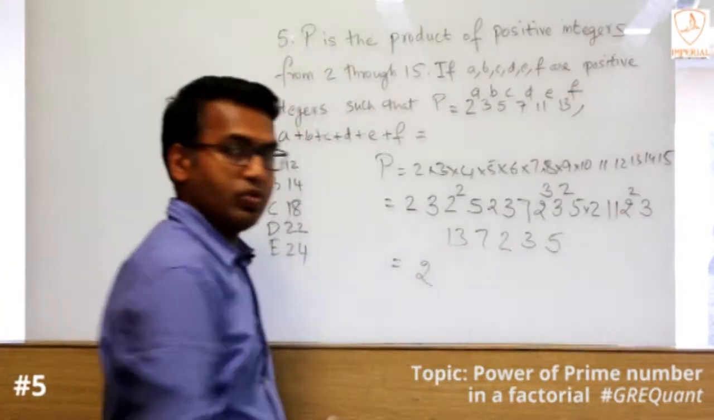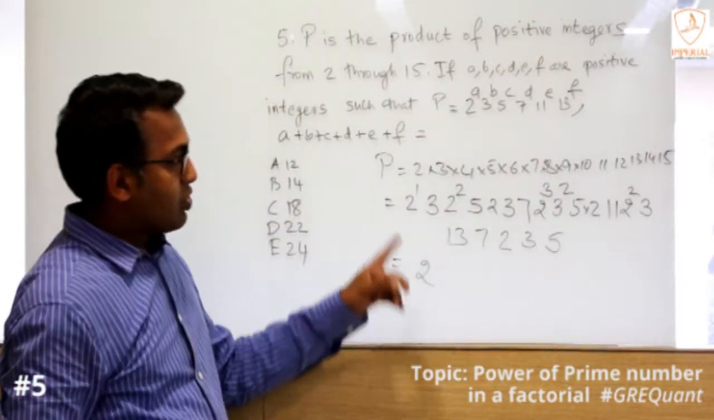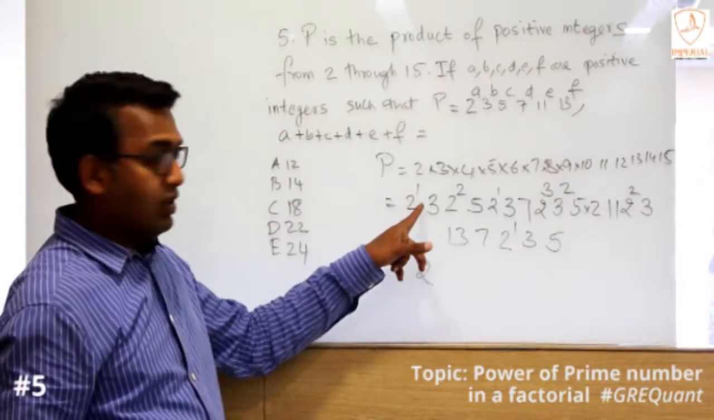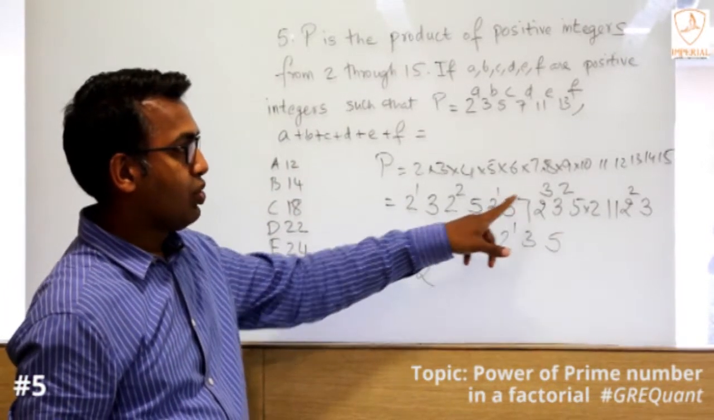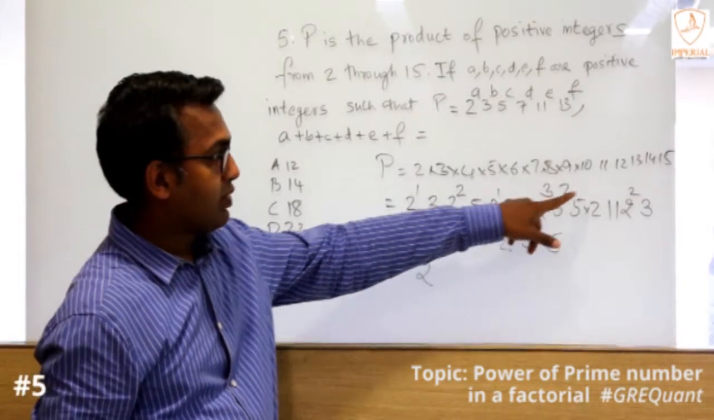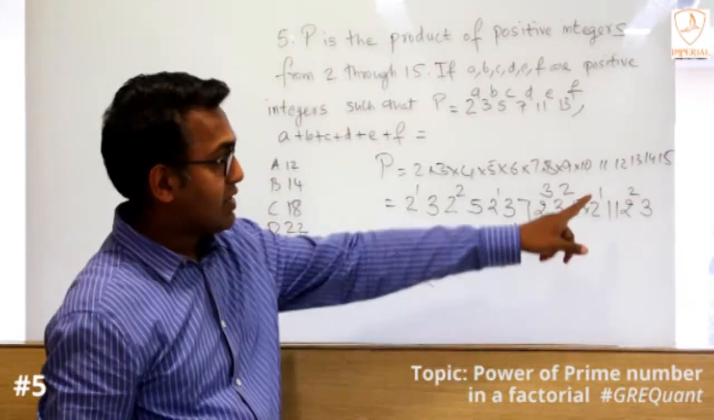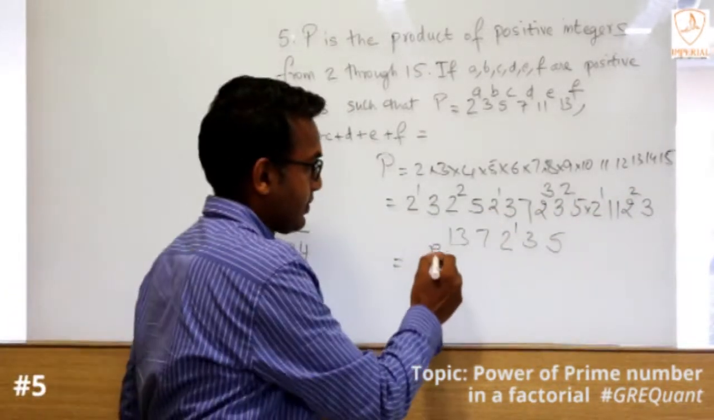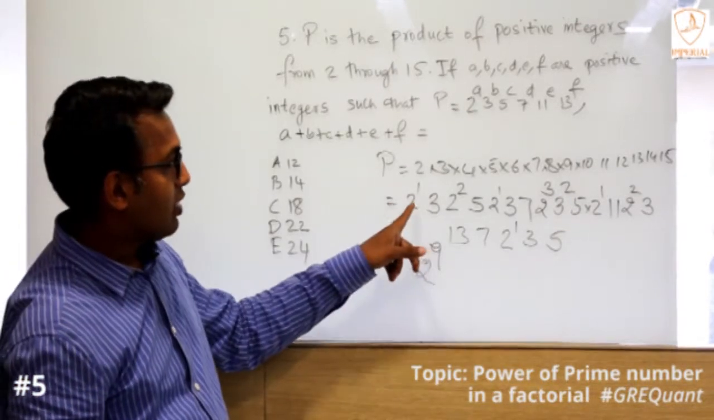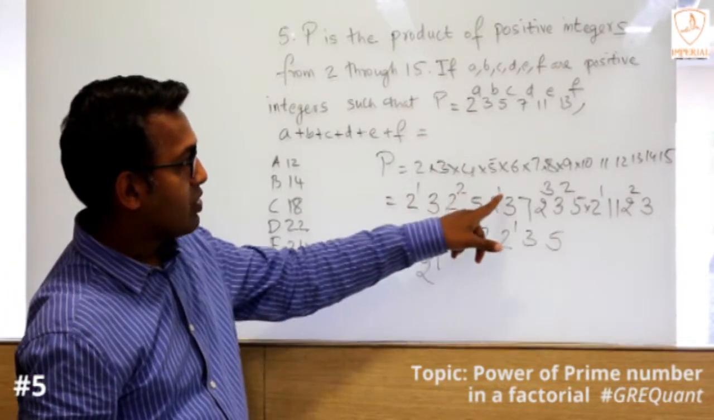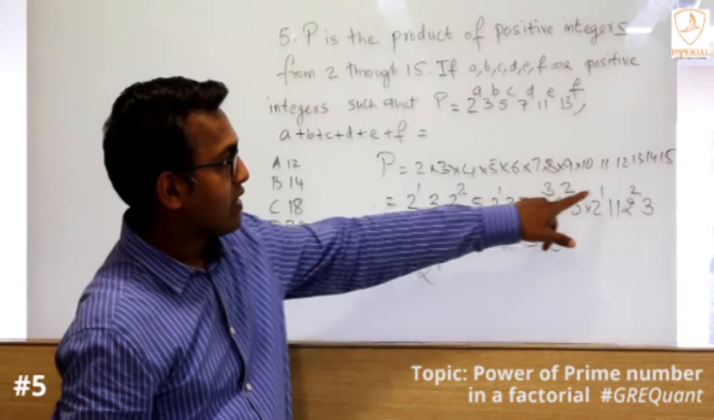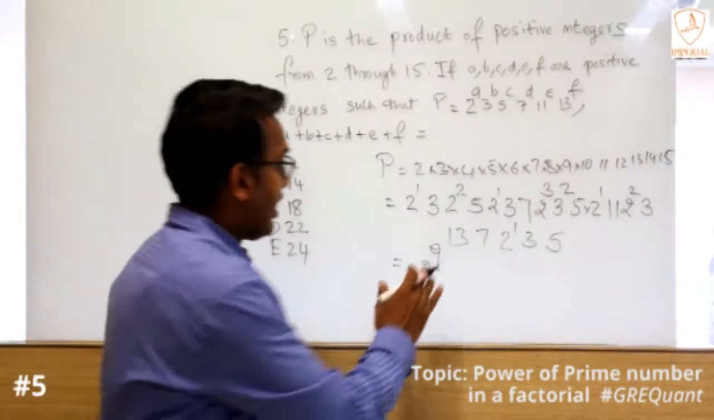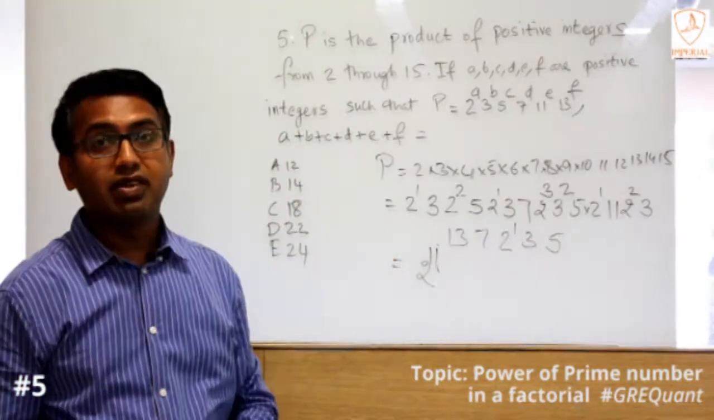So 2, here you have a power 1, right? So let's count all the 2's. Here you have 1, here you have 1, so 1 plus 1 is 2, 2 plus 3 is 5, 5 plus 1 is 6, 6 plus 2 is 8, 8 plus 1 is 9. I hope I've counted all. Let's check again. 1 plus 2 is 3, 3 plus 1 is 4, 4 plus 3 is 7, 7 plus 1 is 8, 8 plus 2 is 10, and 10 plus 1 is 11. I missed something earlier, so it's 2 power 11.